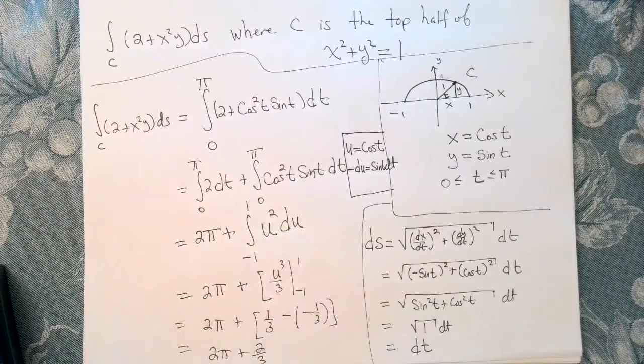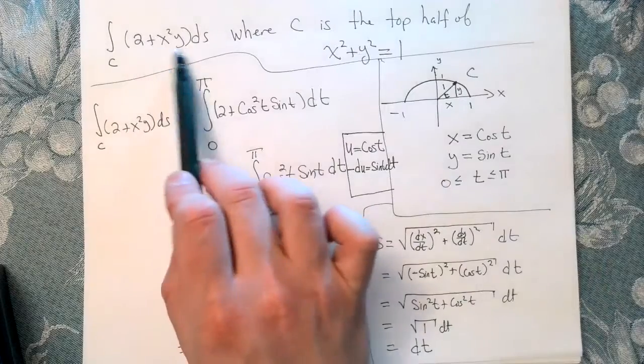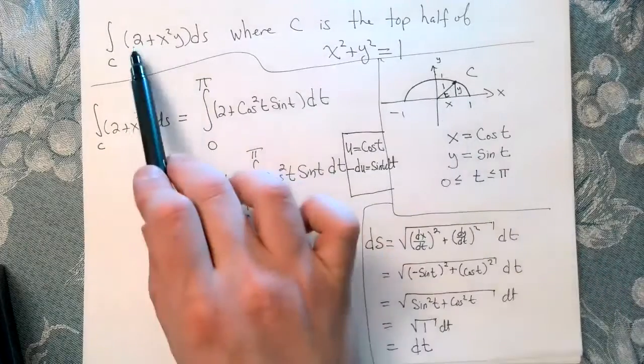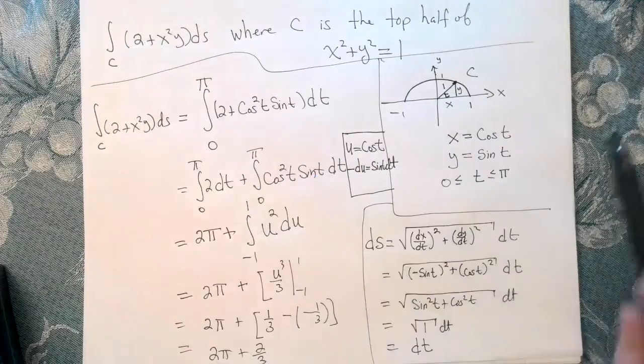And remember, this kind of integral could represent the mass of a wire that has variable density. So this would be the density function. At each point on the wire, this would tell you the density. This will give you the total mass of such a wire.